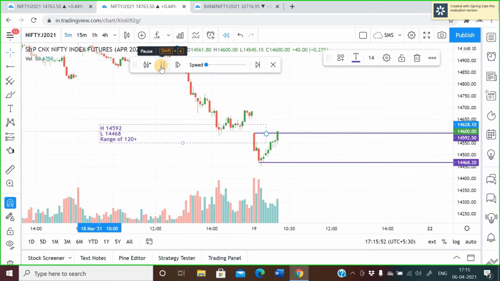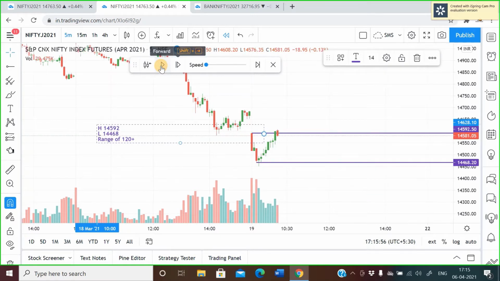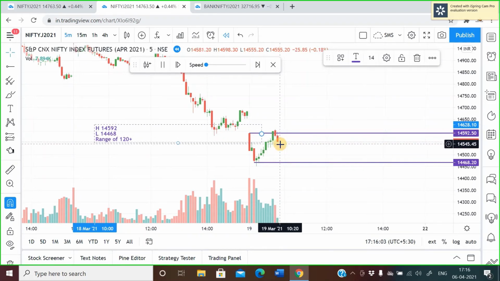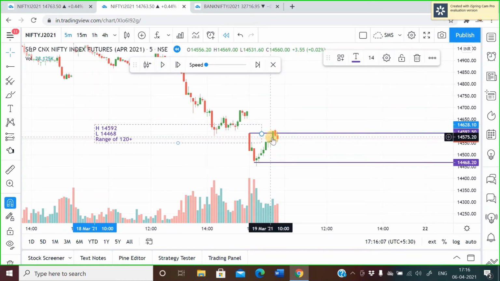So now this has given a close, right? Just a minute. Yes, this candle, if you can see, has given a close above. You can clearly see the up. It closed at 14,600. So my entry is in the next candle, around 14,603.